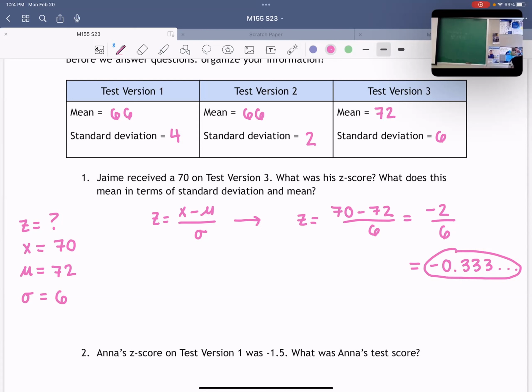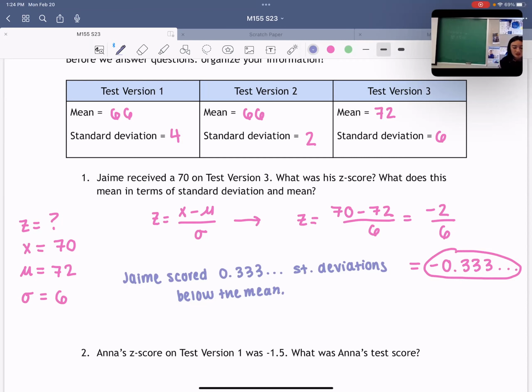So I'm just going to write out what this means here. Okay, so if I were to interpret this, I would say this. Jamie scored 0.333 standard deviations below the mean. Okay, that's how I would interpret this result. All right. Any questions on how I did number 1?